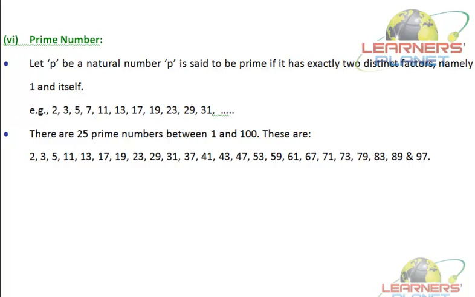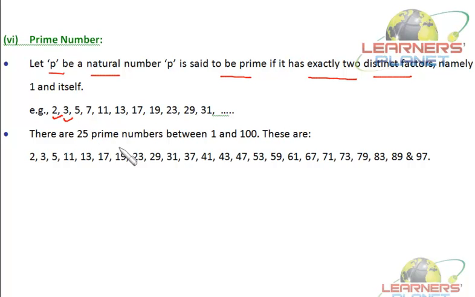Now let's discuss what prime numbers are. Let we have a number p, that's a natural number. This p is said to be prime if it has exactly two distinct factors. Two distinct factors, that means the number 1 and the number itself. Suppose I am having 2. I'll be having two factors of 2 only, that is 1 and 2 itself. Similarly, I'll be having two factors of 3 only, that is 1 and 3. So these sort of numbers are called prime numbers. That means the numbers which have exactly two factors and the factors should be distinct.